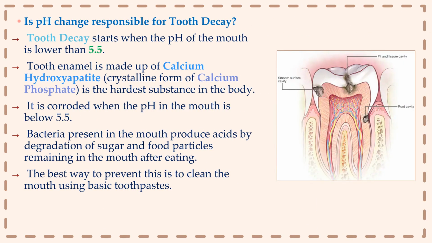Tooth decay is also linked to pH levels. When mouth bacteria produce acids that lower the pH below 5.5, it can damage tooth enamel. Brushing with basic toothpaste helps prevent this.